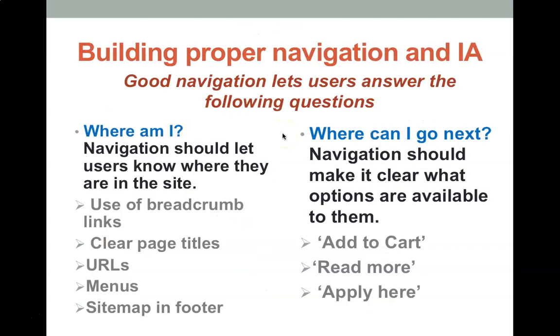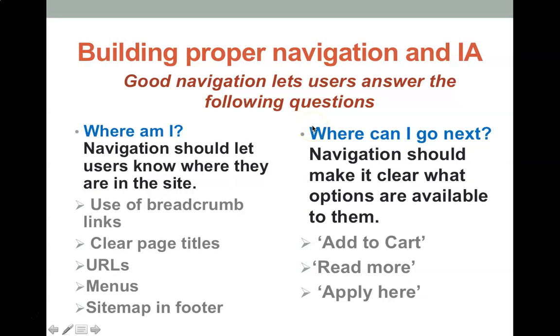So, just building proper navigation and information architecture. Good navigation lets users answer the following questions. Where am I? Navigation should let users know where they are in the site. And again, this is the intuitiveness that we're looking for our users to experience. And of course, use of breadcrumbs, maybe not so much anymore. Clear page titles, obviously, URLs, menus, sitemaps, and we might have menus on the left or right hand side as well. Of course, there are very many different types of information architectures.